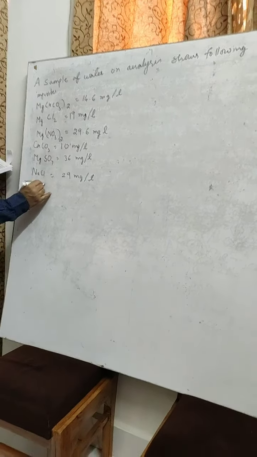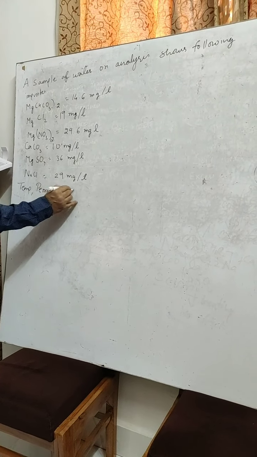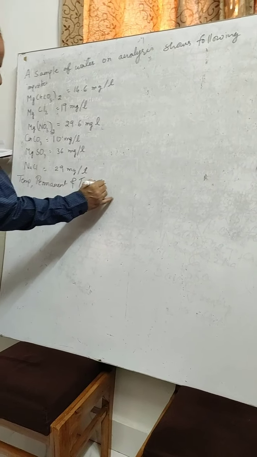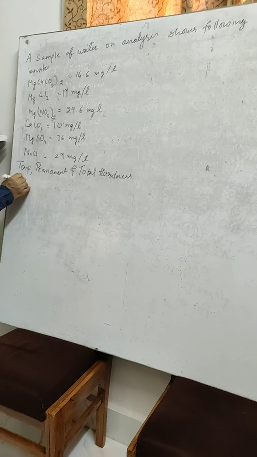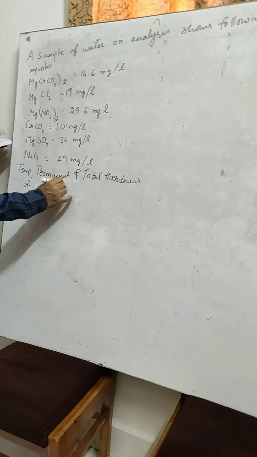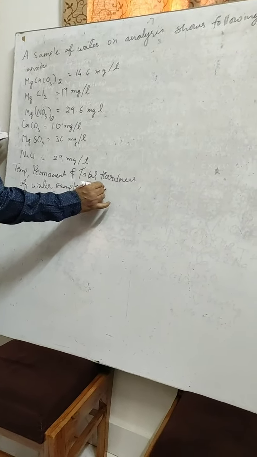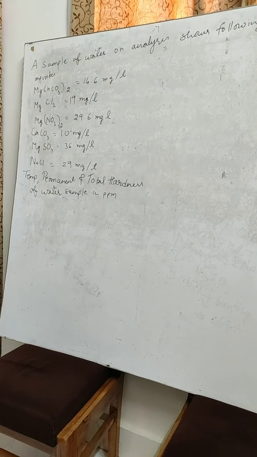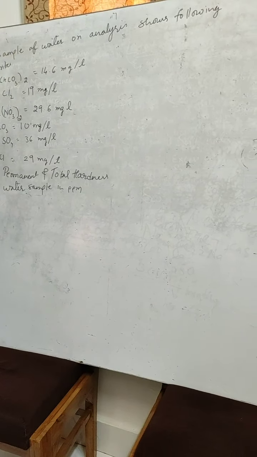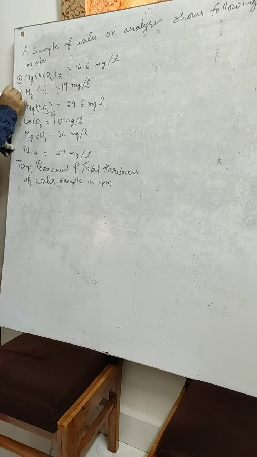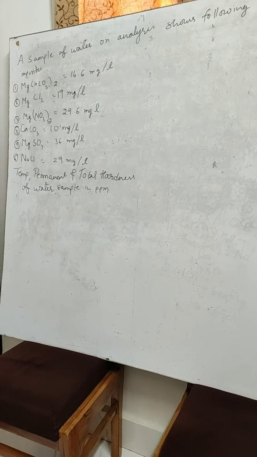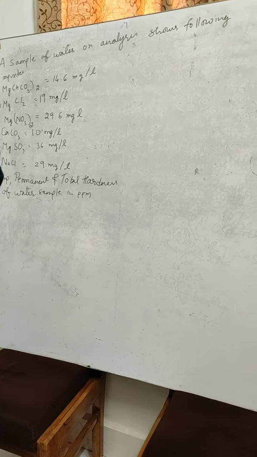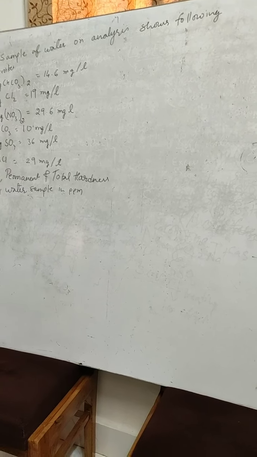Calculate the temporary, permanent and total hardness of the water sample in ppm. See, when we are using this, a sample of water on analysis shows 1, 2, 3, 4, 5 and 6 impurities. Yes, definitely they are producing the hardness. That is, they make water convert into a type where it produces less lather with soap.